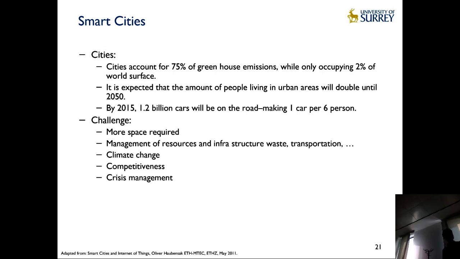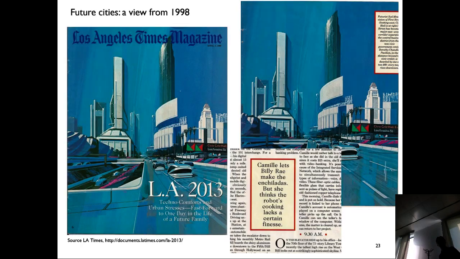In terms of smart cities, let's look at some of the first smart city applications. Several years ago, when we started working on smart cities, I was curious to see how people thought of smart cities, maybe a generation before us. And what was the perception of smart cities when people were thinking about it before the IoT technologies came? Then I did a search and I found this article from the LA Times. This was in 1998, not a very long time ago. And this is how in 1998 the LA Times portrayed Los Angeles in 2013.